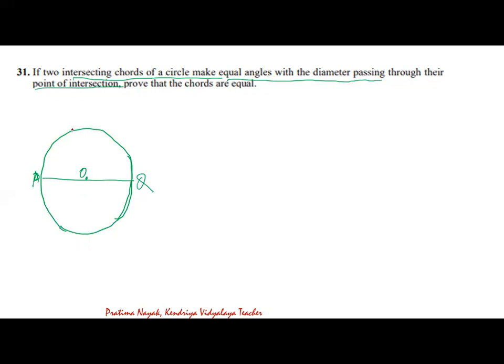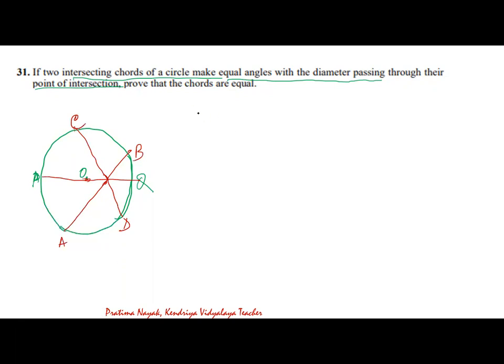One is AB, one is your CD. The diagram is not very perfect, the figure is not perfect. No problem, you will draw with the help of a scale. So AB is one chord, CD is another chord. PQ is the diameter.